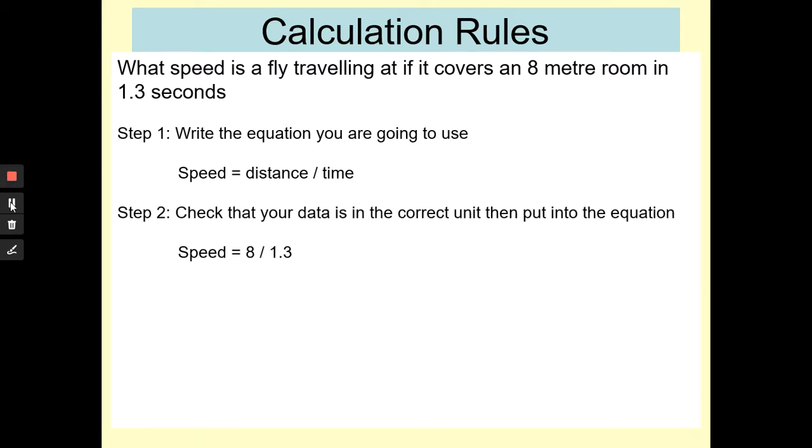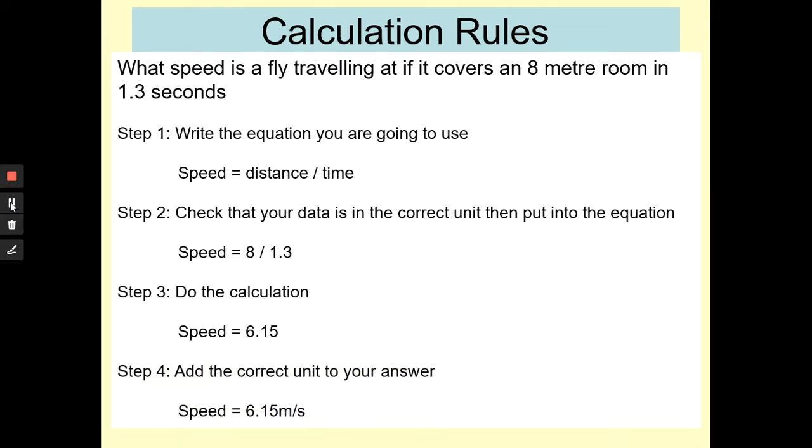Now, sometimes you need to check the data in your question is in the correct unit. You might have to convert it, but that's another skill that we need to practice at another date. I will be asking you to do a bit of that today, though. So in this case, the distance is already in meters, which is our standard unit. The time is already in seconds, which is a standard unit. So you just need to do 8 divided by 1.3. You do the maths, you write down the answer.